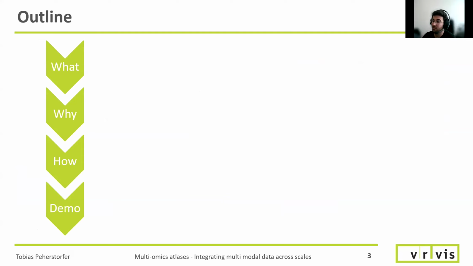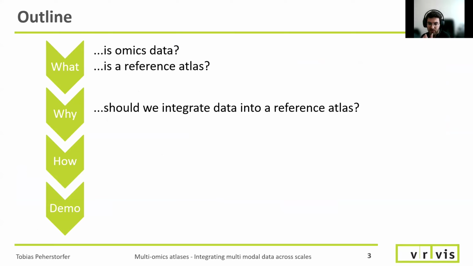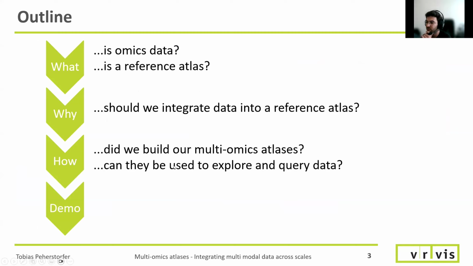So, to the outline of my talk, I'm first gonna provide you with some definitions. What are we actually talking about? So what is omics data? What is a reference atlas? Then why should we even integrate data like this into a reference atlas? Next, how did we at VRVis build our multi-omics atlases? Then also, how can these atlases be used to explore and query data?